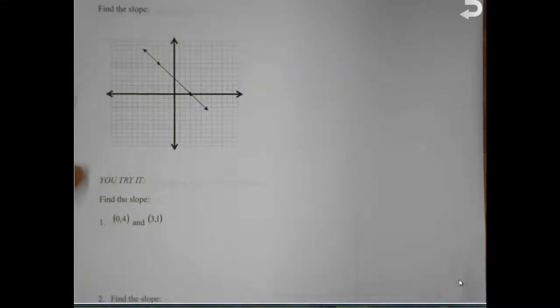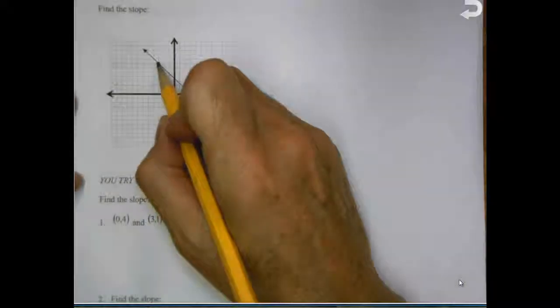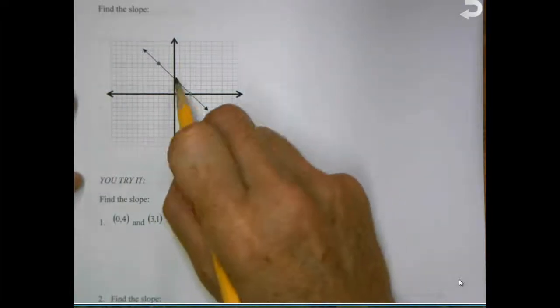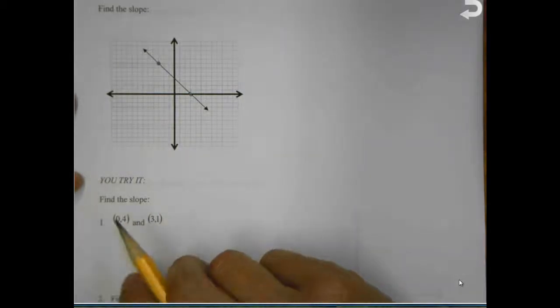Here's another one. I want to find the slope of this line. And I have two known points. Always look for some sort of indicator that that's a known point. Don't just guess that, well, I think it crosses here at about 4, because this one is in the middle of the 3 and 4. You can't tell for sure exactly what the point is.